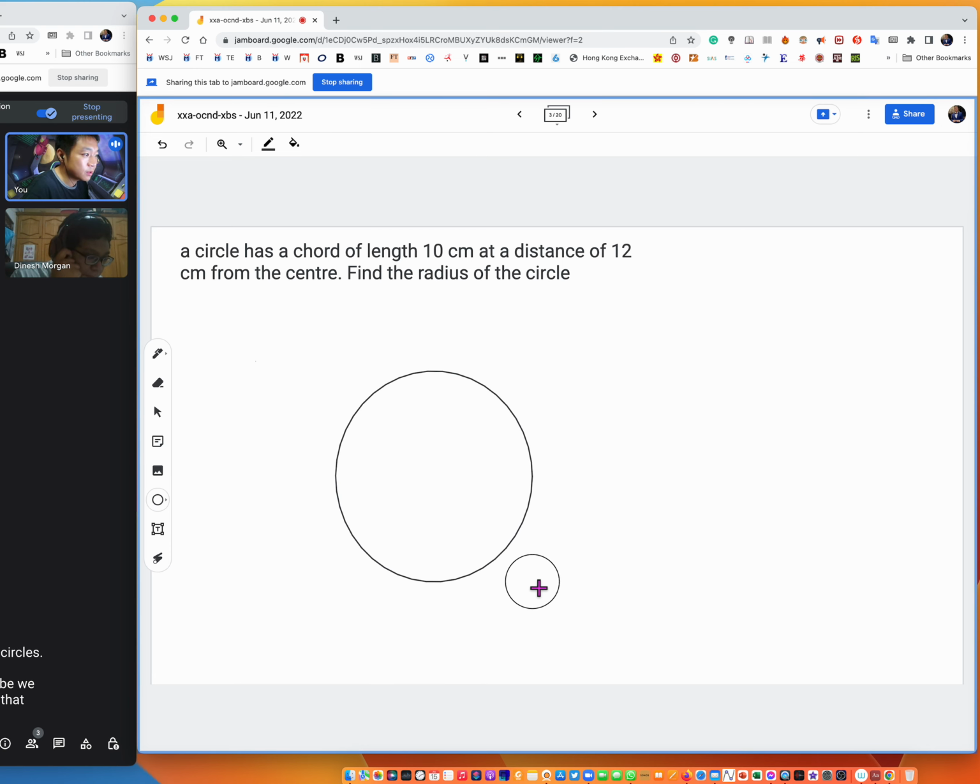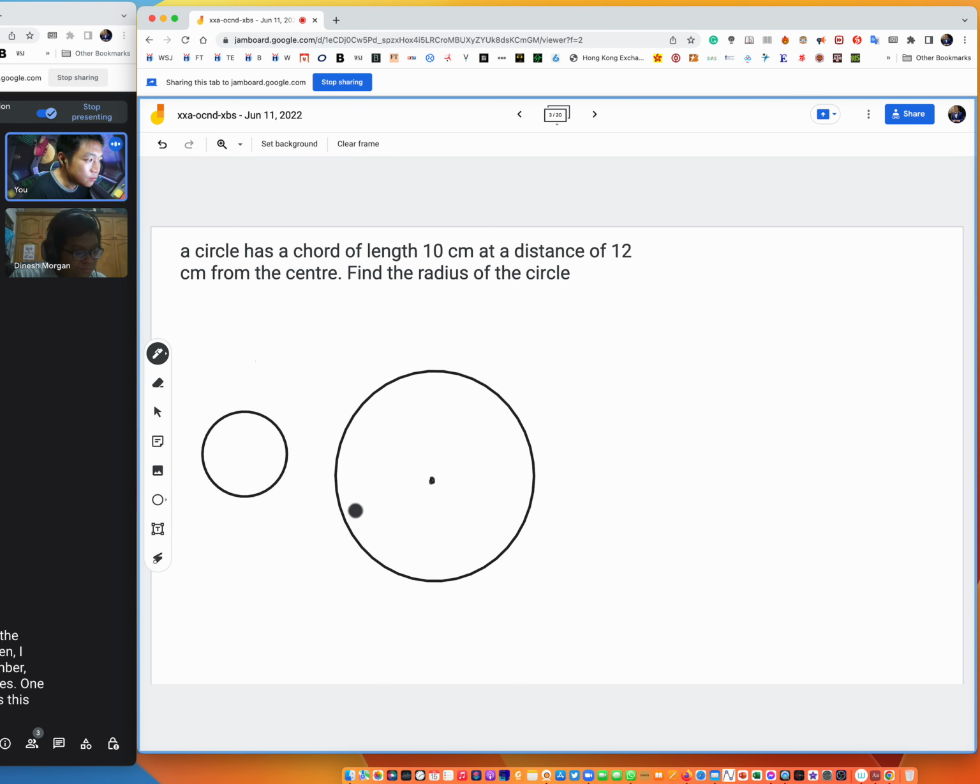Very good. So maybe let's say this is the circle, and then perhaps this is the center of the circle, and then I think I remember one of the rules. One of the rules is this: you have a diameter, and then if this is the diameter, this is the diameter, right? Then this has to be a 90 degree. Okay, that's one of the rules, right?